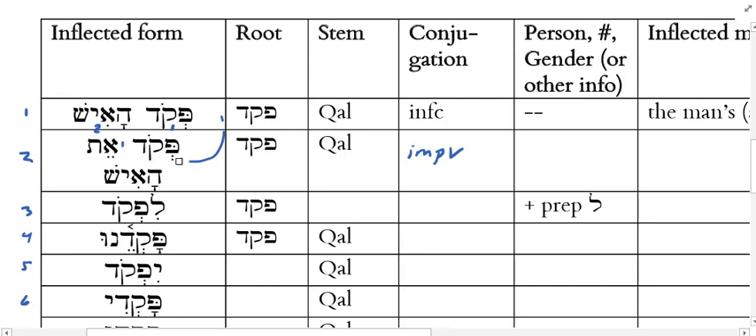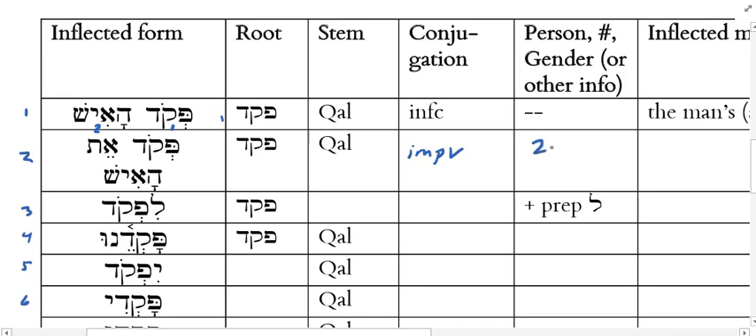On the other hand, in the second one, I have a form that looks like it could be an infinitive construct or an imperative, but now I have an explicit or an overt direct object. And with that direct object marker, I'm inclined to go with this as an imperative, and it's a command, visit the man. Okay? It's not a construct chain for sure. So I'm not taking this as functioning as a noun, as an infinitive construct. Remember, infinitive construct is a verbal noun. I'm taking it as functioning as a true verb. In this case, if it's a true verb, it's the imperative form.